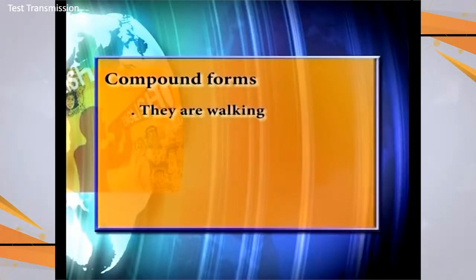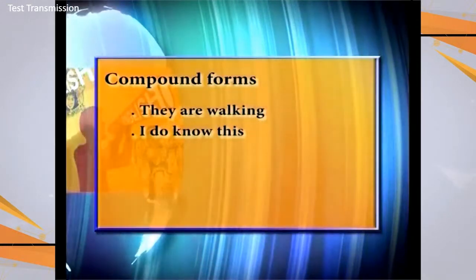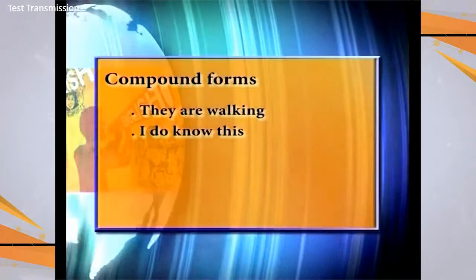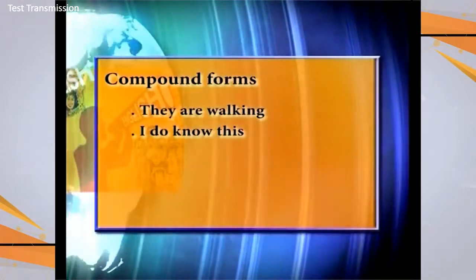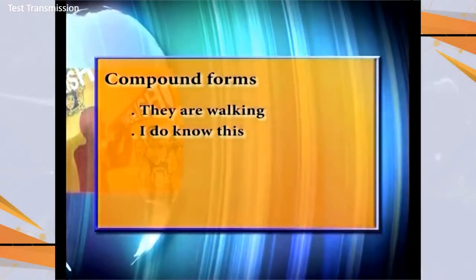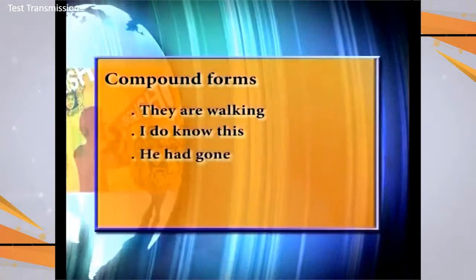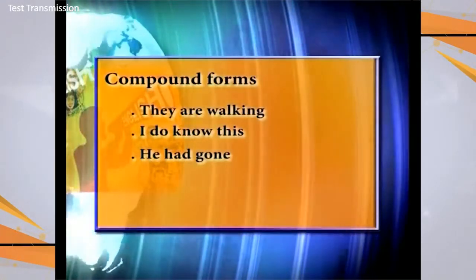Verbs often appear in compound forms. For example, they are walking. Here, walk is a main verb that is changing into the ing form because of the helping verb are. I do know this. I'm using do and know. It is not showing any change in action or tense, but simply emphasizing the fact that I know something. I do know. For example, do sit down.